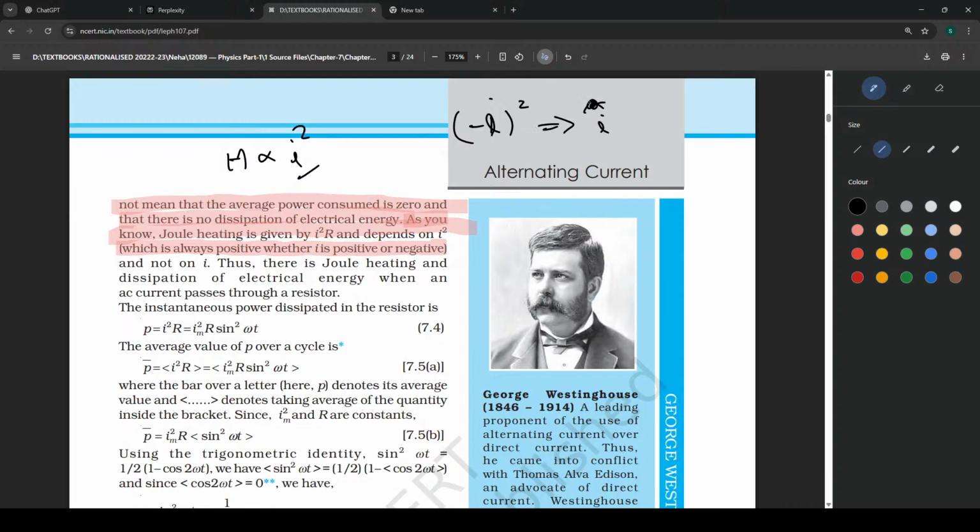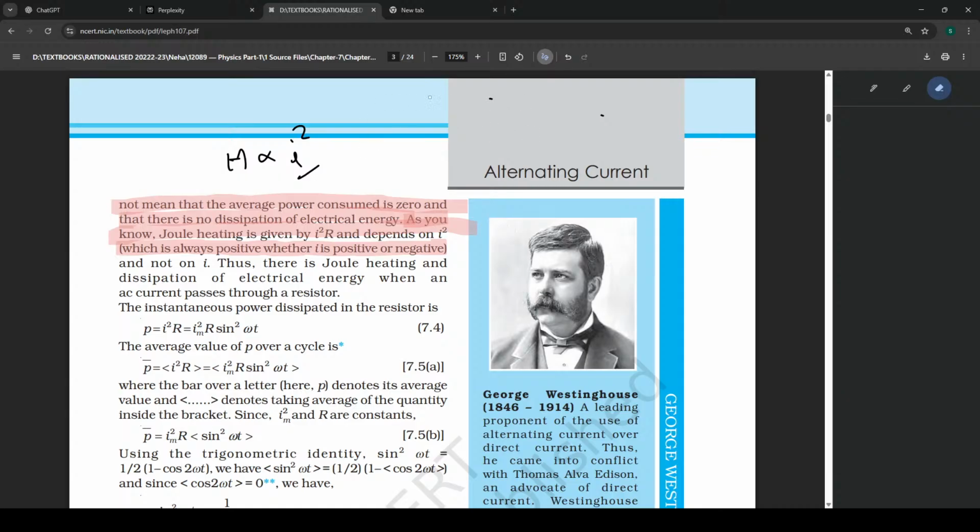It will get converted again to a positive value because it's a square function. Even if it's negative or positive, it's the same thing. There will always be heating. That is what they mean by it being directly proportional to I squared. That is what they are telling.